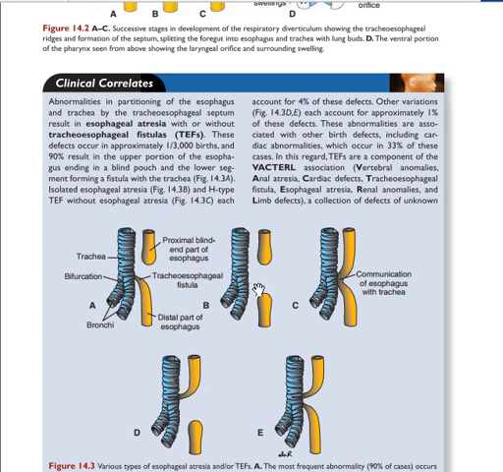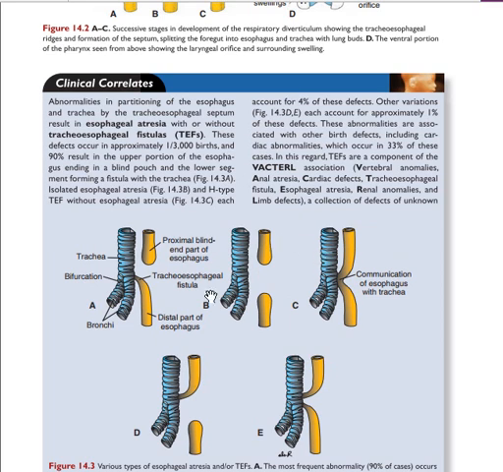Because you need to know that a fistula is defined as an abnormal connection between two epithelial lining surfaces, because the trachea and the esophagus are both lined by epithelial tissues. That abnormal connection is called a fistula. Now here you can see there's a communication.